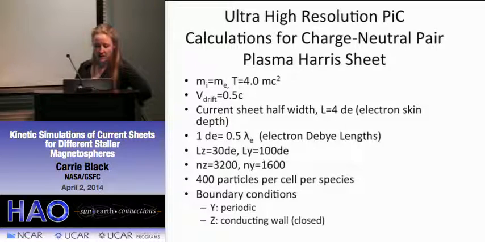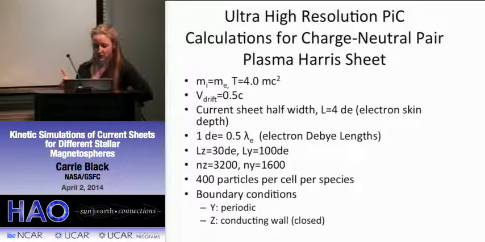So we chose a box that was relatively small, 30 electron skin depths in one direction and 100 in the other, and just killed it with spatial resolution, and ran about 400 particles per cell per species. So in a single cell, we're talking 800 particles. Just for comparison, we do test runs that are like 50 particles per cell per species. The statistics are not fantastic on that. Ultimately, we'd like to have thousands of particles per cell, but computational resources and such limit this a little bit.